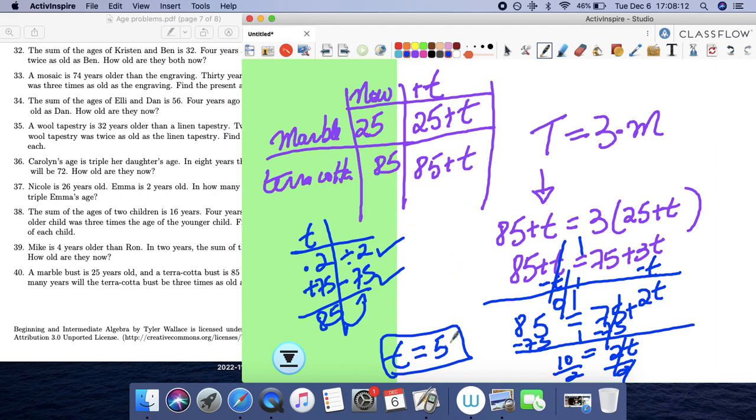Well, let's check. So in 5 years, 85 plus 5, the terracotta is going to be 90 years old. And the marble, which is 25 right now, plus 5 makes it 30 years old. Look at that. In 5 years, will they have that relationship where the terracotta is 3 times the marble? Yes, they will.